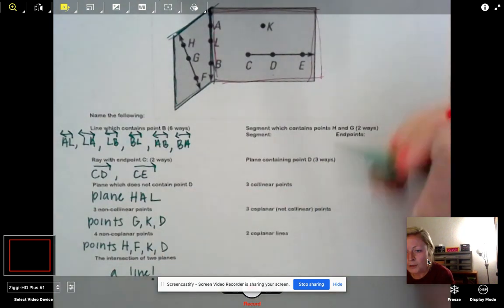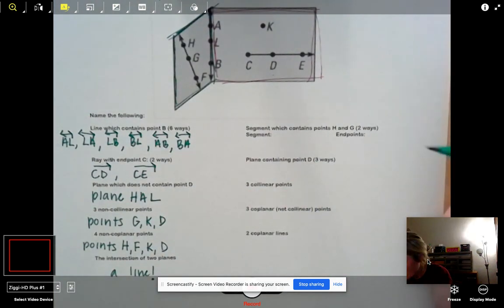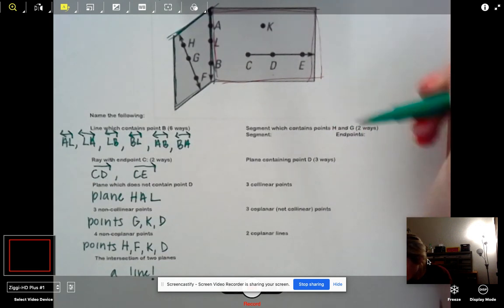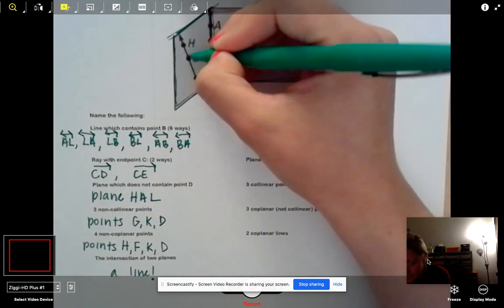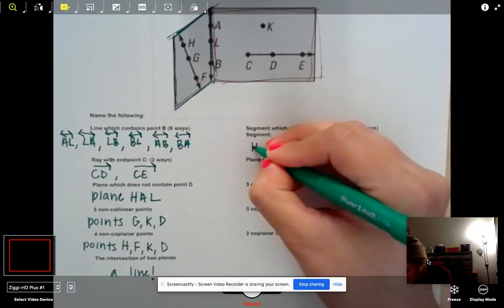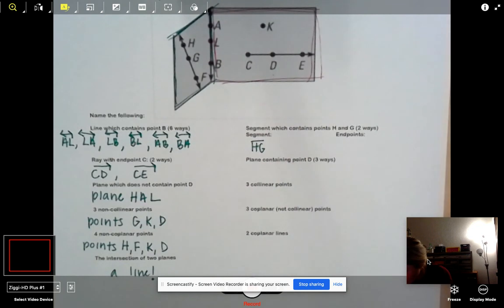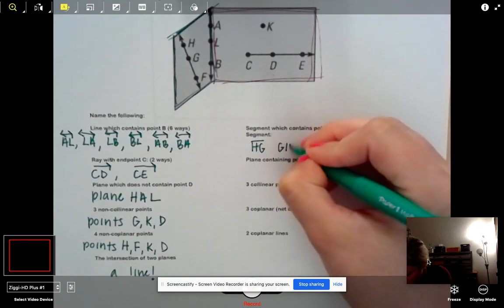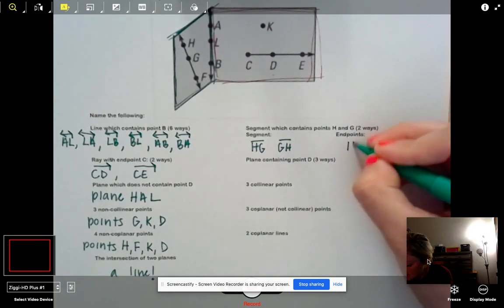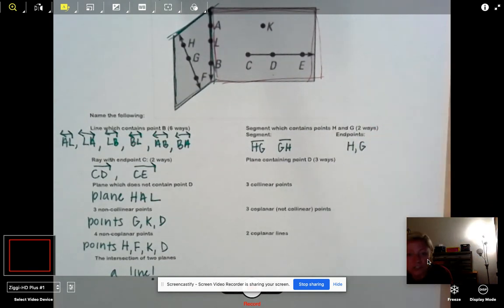Okay, one more column left. It says name a segment which contains points H and G. So if I wanted to name this little segment here HG, guys, it's just that easy. HG or GH with the little segment on top. That's it. We're done. The endpoints, well, it starts and stops at H and G. Done. Got it.